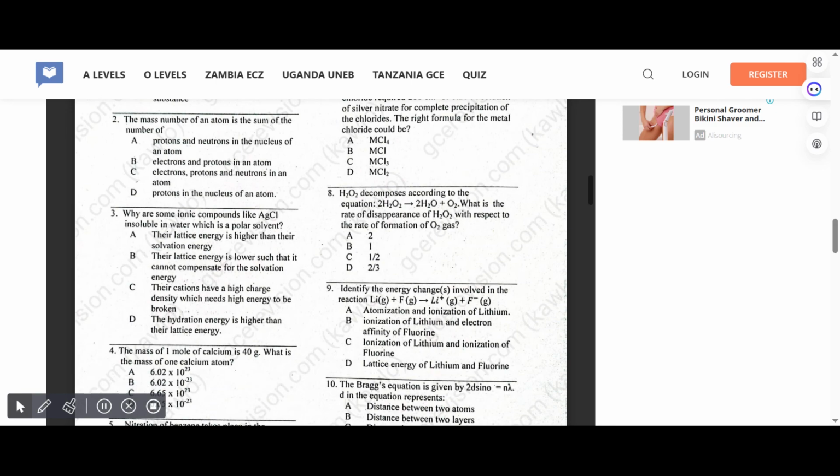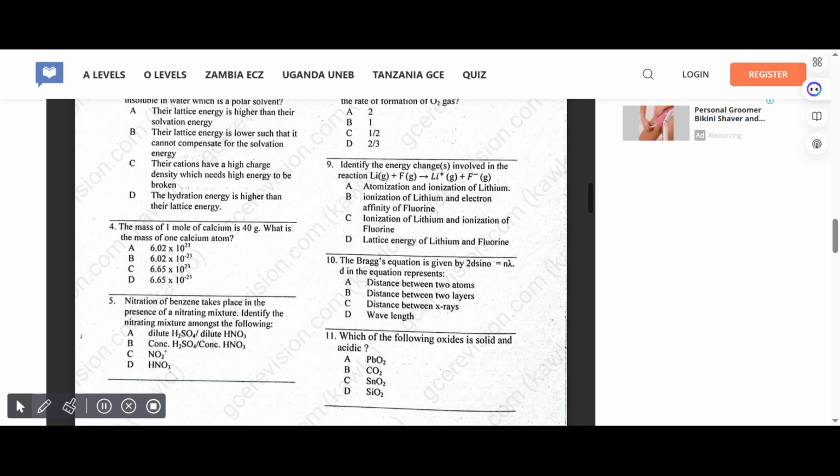The mass number of an atom is a sum of the number of. Correct answer is B, electrons and protons in an atom. Why are some ionic compounds like AgCl insoluble in water, which is a polar solvent? Correct answer is A, their lattice energy is higher than their solvation energy.